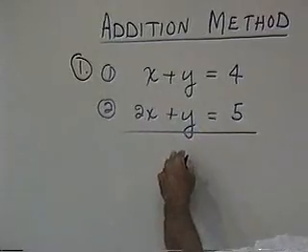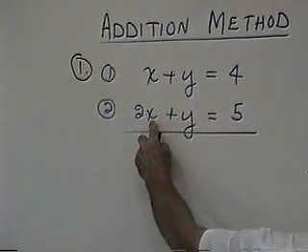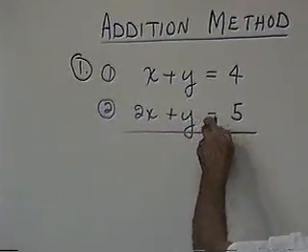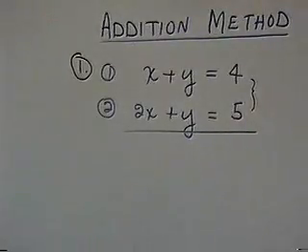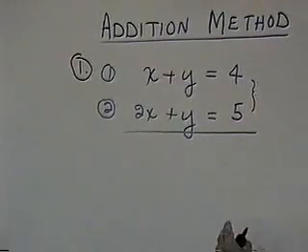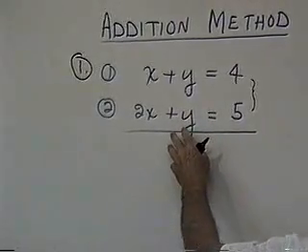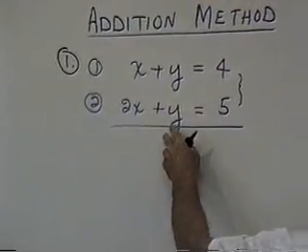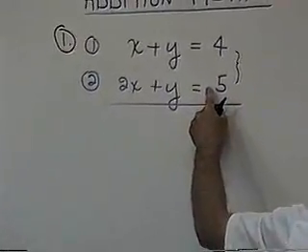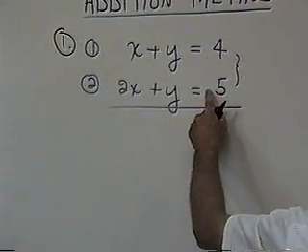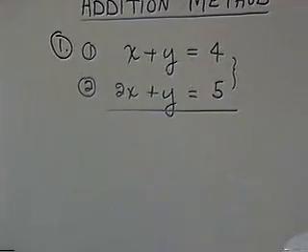What I'm trying to say is we're trying to find a solution set, a number for x and a number for y that works in both equations at the same time. Now, to do this mechanically, instead of having to guess at numbers, here's what we want to do. We want to add these two equations such that one of the letters will drop out.